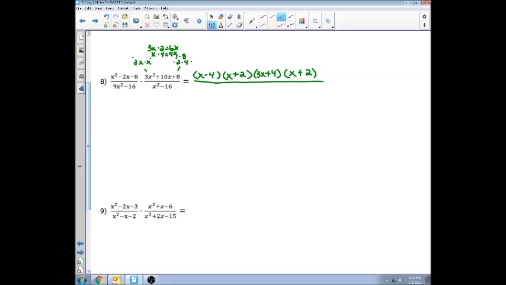Now I have 9x squared minus 16. It is not a monomial, so I need to see if I can factor it. Well, 9x squared is a perfect square. I have a subtraction sign, and 16 is a perfect square. So that can be factored. The difference of two squares would leave me with 3x plus 4 and 3x minus 4.